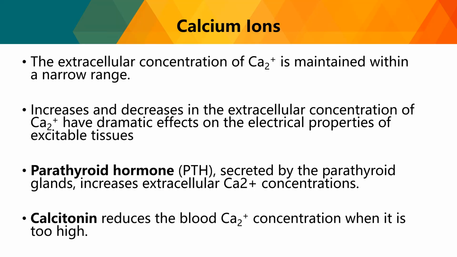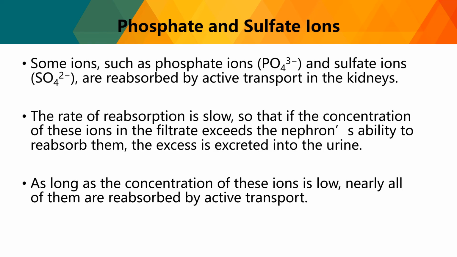For the calcium ions, the extracellular concentration of calcium is maintained within a narrow range as well. So increases and decreases in the extracellular concentration of calcium have dramatic effects on the electrical properties of excitable tissues. Parathyroid hormone is secreted by the parathyroid glands. It increases extracellular calcium concentrations. And then calcitonin reduces the blood calcium concentration when it is too high.